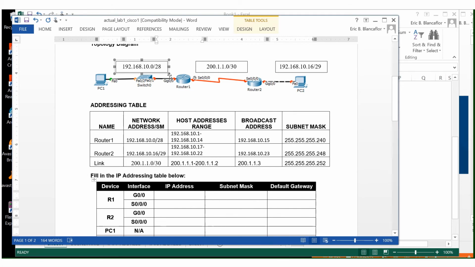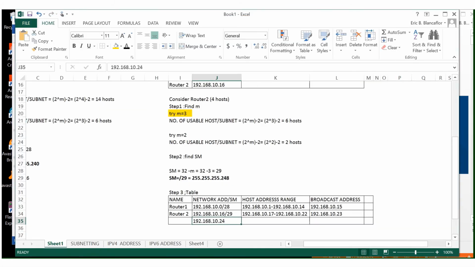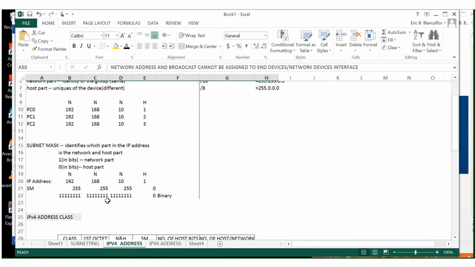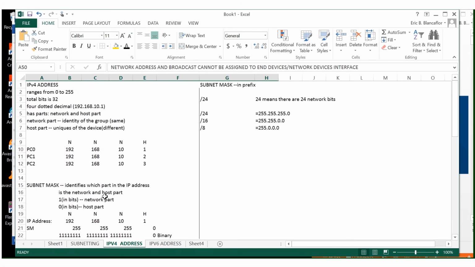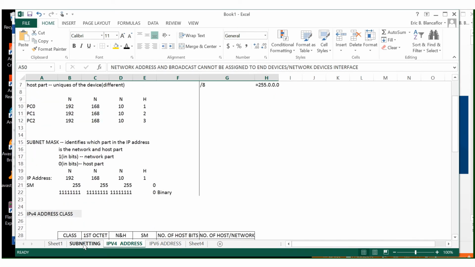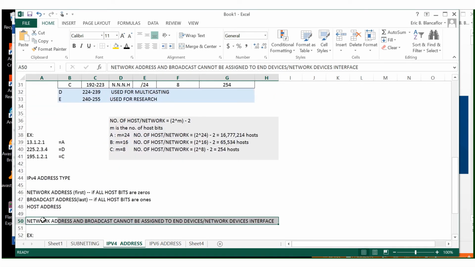Router 1, so it's here, right? The IP address that we can assign, can we assign this 192.168.10.0? The answer is no. We've discussed the concept here in the IP version 4 addresses, right? This is the note: the network address and broadcast address cannot be assigned to end devices and router interfaces.